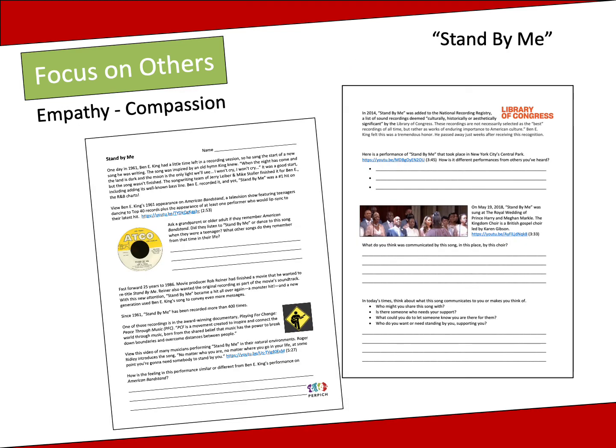There are many layers to the Stand By Me lesson, and again, it's okay to divide it up or do only sections of it. Let's start at the end of the second page because that's where we're headed. Think about what this song communicates or what it might make you think of. Who might you share this song with?